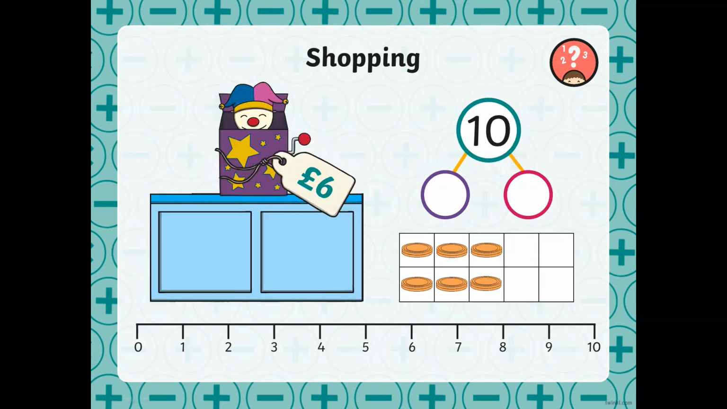Okay, let's see if I bought this toy with $6. Here I draw 6 counters. Let's see how many counters are left. 1, 2, 3, 4. So I will have $4 left. Let's see, 10 could be split or partitioned into 6, and what gives 10? 6 and 4 make 10.